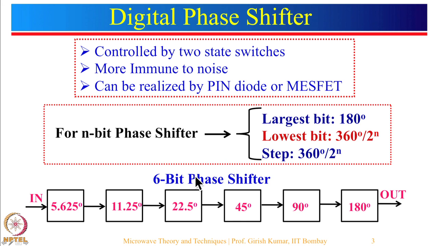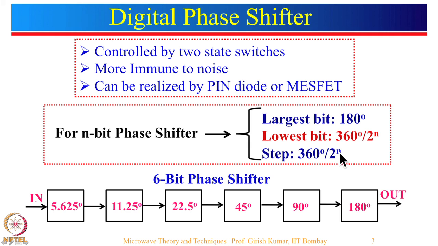Let us take an example of a 6-bit phase shifter. You can see that here input is at this particular port, there is an output at this particular port. In between you can see that there are several phase shifters. There is a 1, 2, 3, 4, 5, 6. So, 6 blocks are there, that is why it is known as 6-bit phase shifter, and these numbers can be obtained by using this particular thing here.